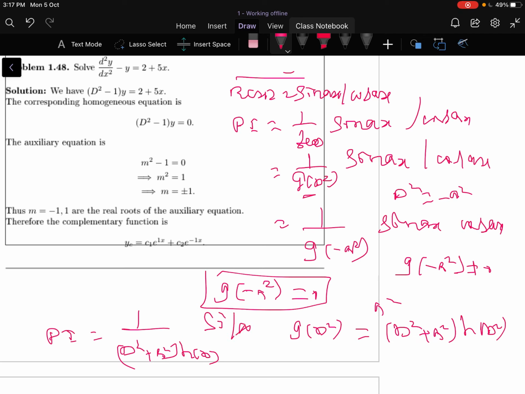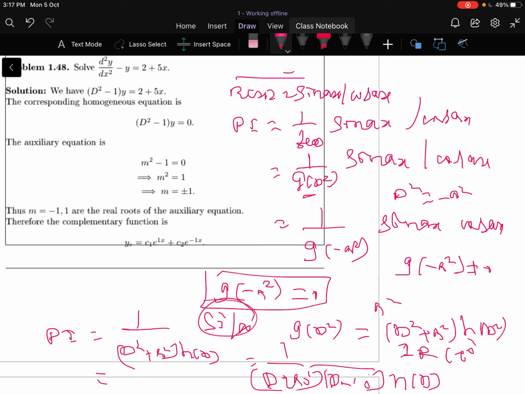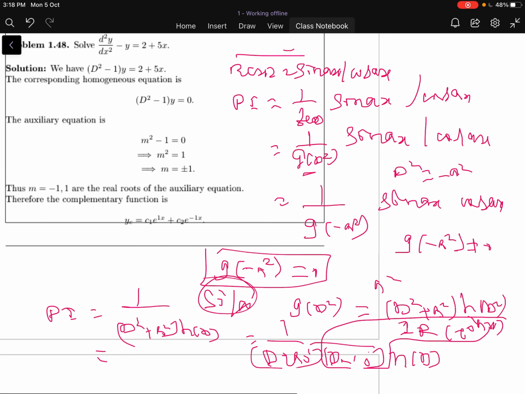Here D square plus a square can be written as 1 by D plus ai into D minus ai into h of D e power iax. So sin x can be written as the imaginary part of e power ix. If it is cos x, the real part of e power ix. So now 1 by D minus ai into e to the power of ix can be written as x by 1 factorial. For the remaining term, just replace D by ai. So similarly, one can solve for cos x also. Like this we can solve. Now let us move to the third case.